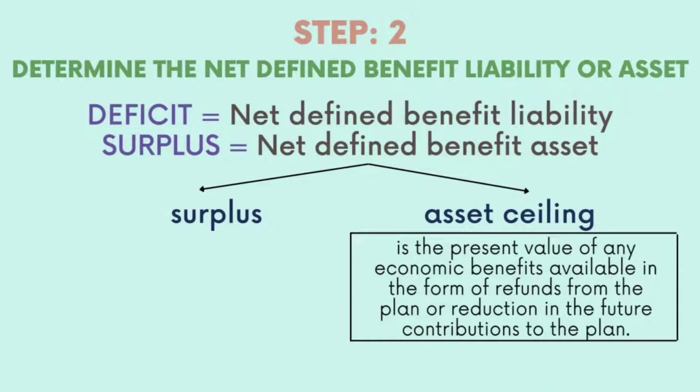Step 2, determine the net defined benefit liability or asset. Kapag ang nakuha mo sa first step ay deficit, ito ay net defined benefit liability. Kapag naman surplus ang nakuha mo, ito naman ay net defined benefit asset. Kaso hindi palaging surplus ang ilalagay, kasi pwedeng surplus or asset ceiling, kung alin sa kanila ang mas mababa.